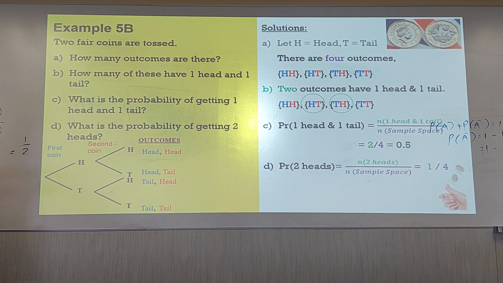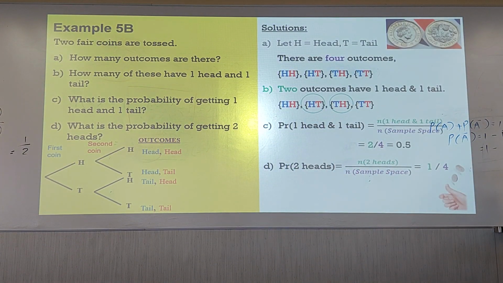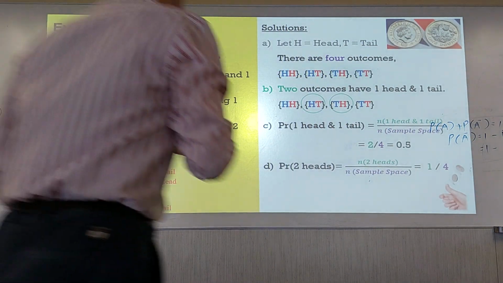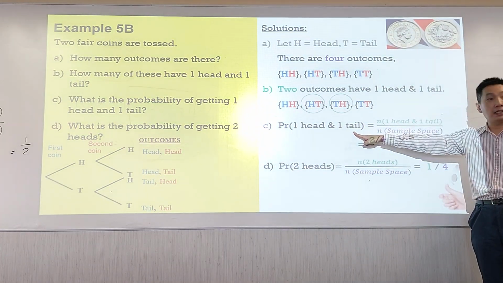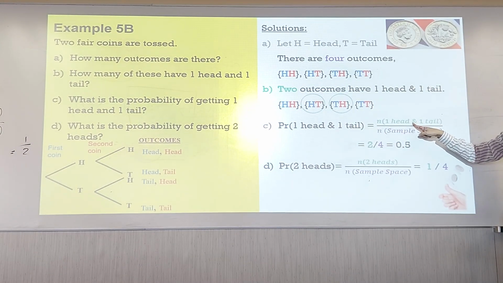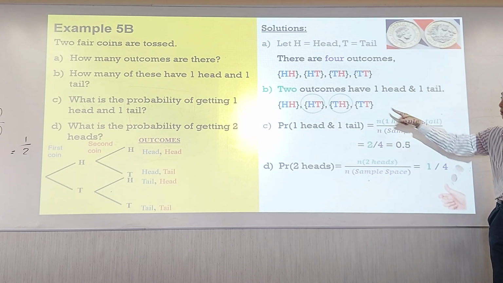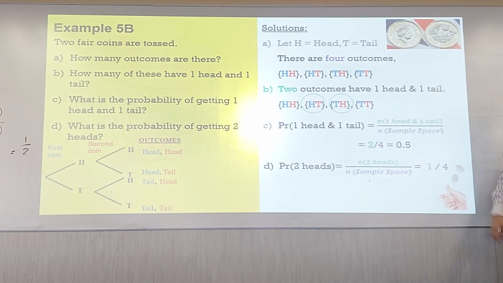Next, what is the probability of getting one head and one tail? Then you have to apply the formula that we learned this morning. The formula is the number of outcomes that have head and tail, divided by the total number of outcomes in the sample space. The total number of outcomes is four. How many outcomes have head and tail? Two. So put the numerator as 2. 2 divided by 4, you get 0.5.